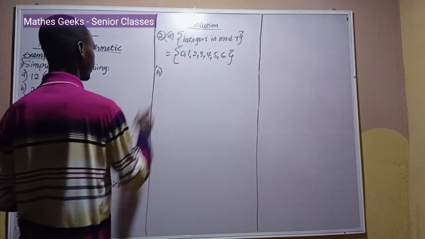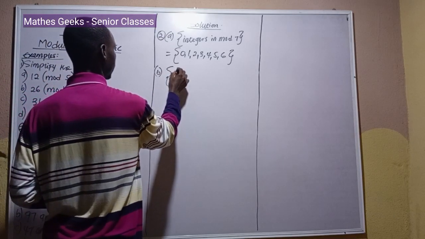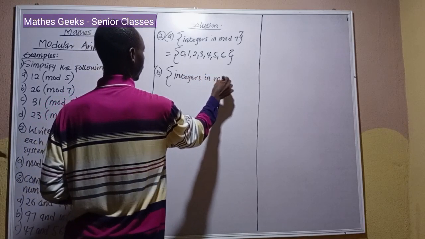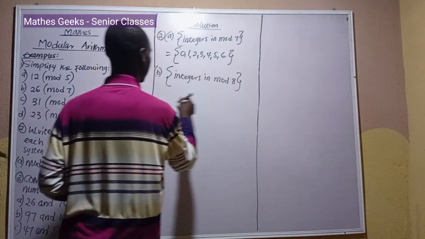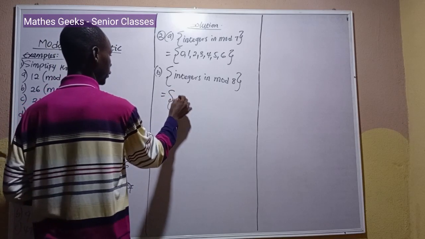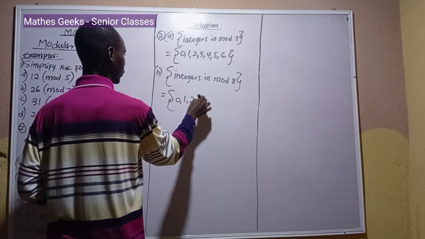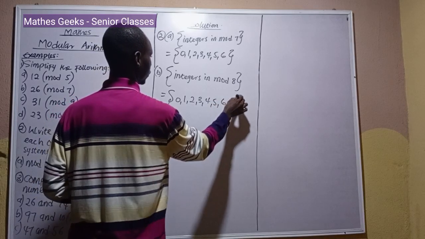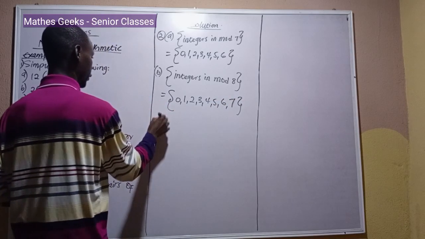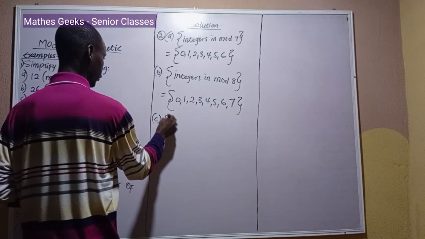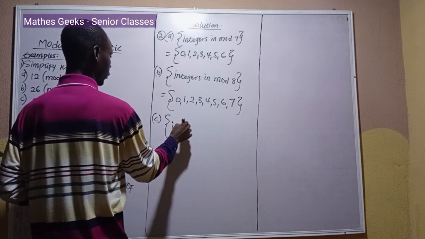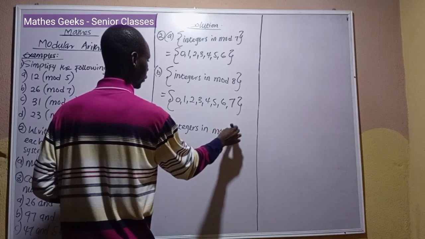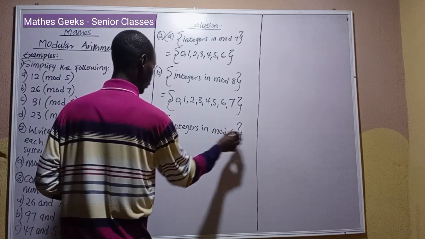Again, mod 8. Integers in mod 8. And then 0. Integers in mod 6.